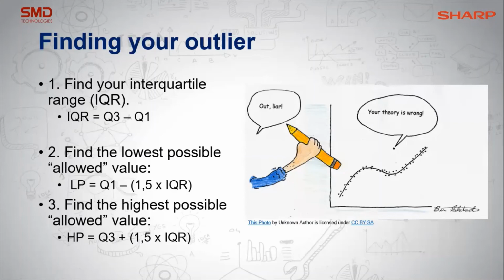Then we find the lowest possible allowed value. So when we're looking for outliers, we are looking for values that don't fit into these formulas. So our lowest possible value is quartile 1 minus 1.5 times your interquartile range. And of course, your highest possible allowed value is quartile 3 plus 1.5 times your interquartile range.